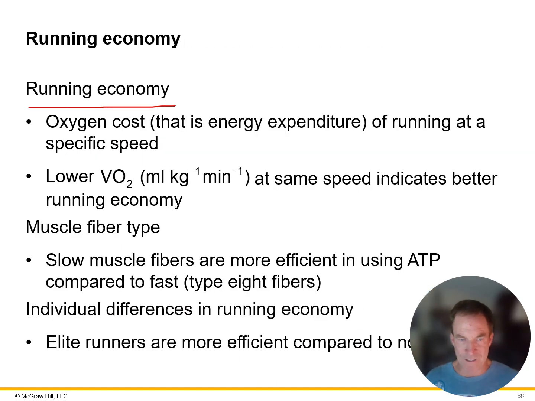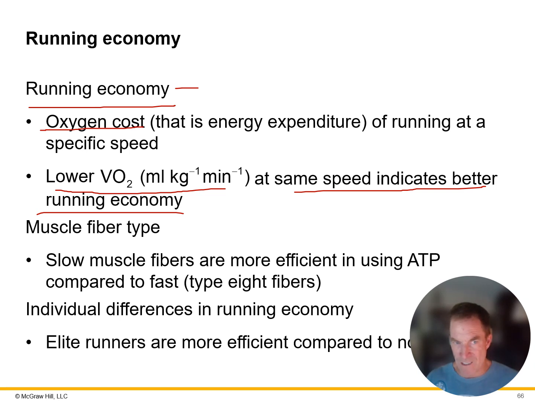Here it is with running economy: lower VO2 at the same speed indicates better running economy. So you would want to be spending less oxygen for a given speed. Now, was this the same as efficiency? No. And don't worry about the running part of it, just look at economy itself. We want to talk about the cost of running at a certain speed. So now we're getting at the cost. That's the economy part of it.